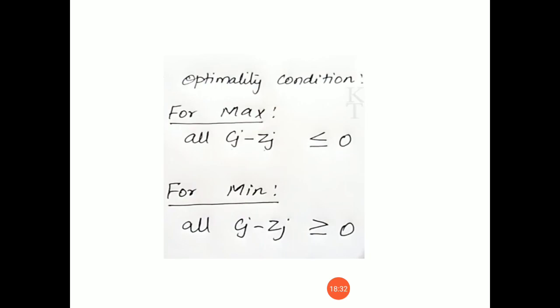For a minimization type of question, that is, minimization of the objective function, what I need to do is verify the elements of the Cj minus Zj row, whether they are greater than or equal to 0 or not. If they are greater than or equal to 0, then we have reached the optimality condition. Otherwise, we need to proceed further.